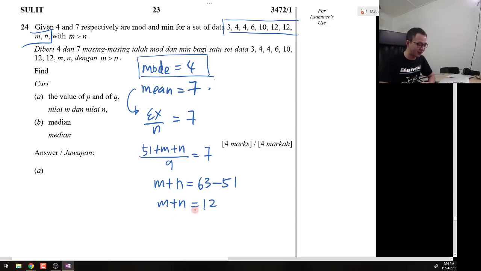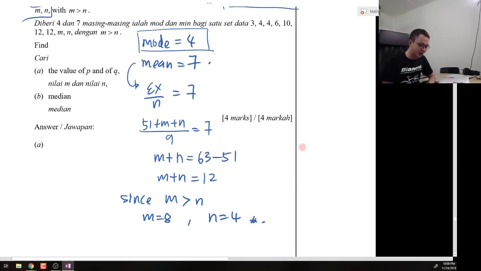This is very obvious. So over here, the question tells me m must be bigger than n. So since m must be bigger than n, then m equals 8, n equals 4. Alright, because 8 plus 4 is 12. Right, I hope you can understand. Yeah, mean is basically the average.